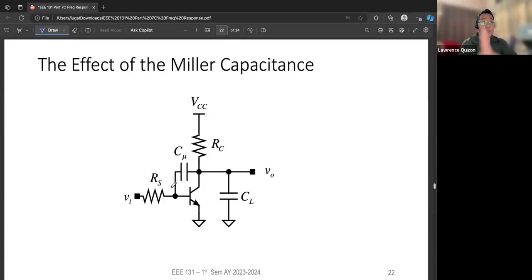All right. So lastly, actually not lastly yet. Let's talk about the Miller capacitance. So the Miller capacitance is what you call a capacitor that you put in here. Between the base and the collector, you put in a capacitor. You call that the Miller capacitance. And, well, okay, it has an interesting effect.